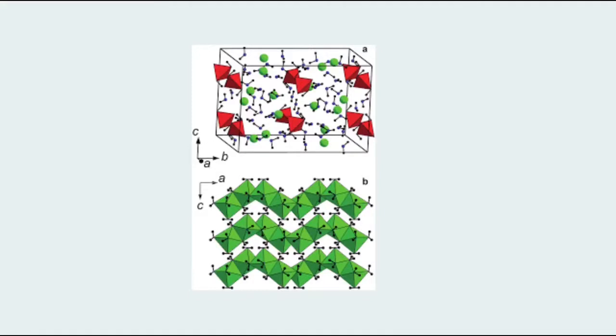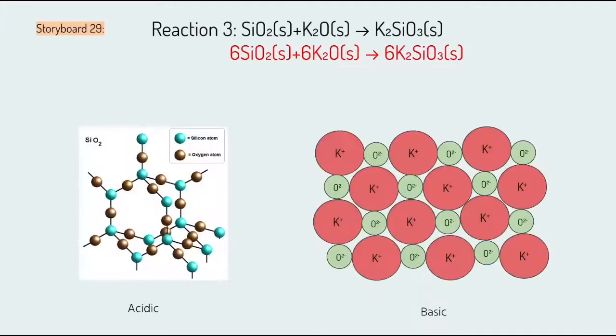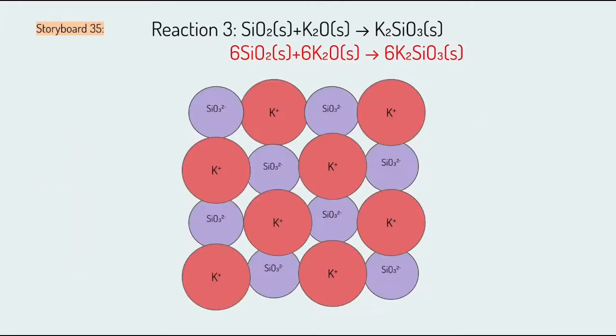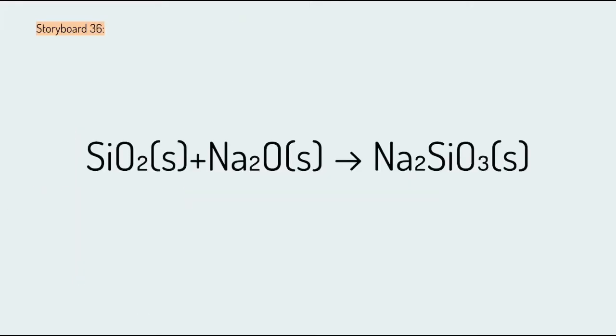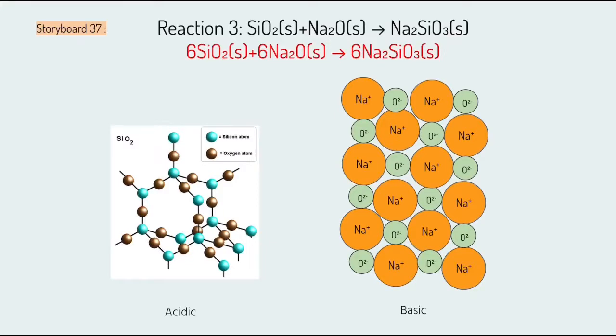Silicon dioxide has a giant covalent structure and is also an acidic oxide, while potassium oxide is an ionic substance and also a basic oxide. Hence, both substances will react in an acid-base reaction to form potassium silicate. Next, silicon dioxide reacts with sodium oxide, which is both an ionic substance and a basic oxide. Hence, both substances react in an acid-base reaction to form sodium silicate.